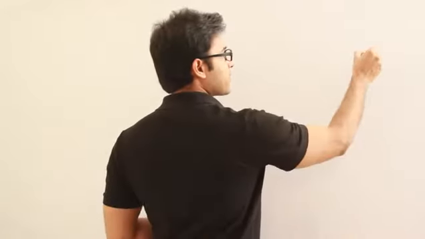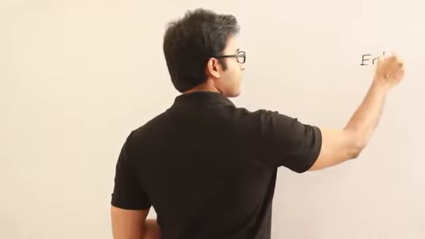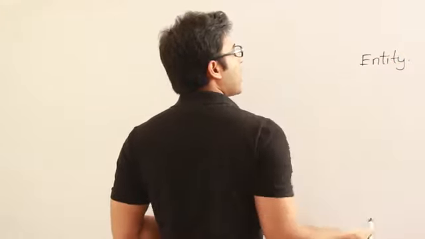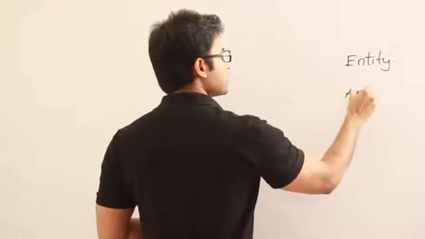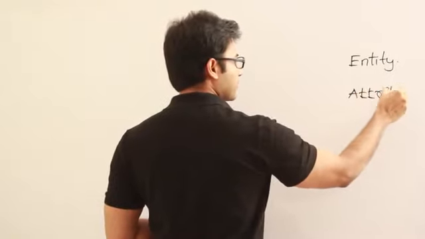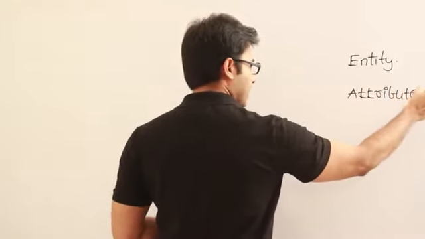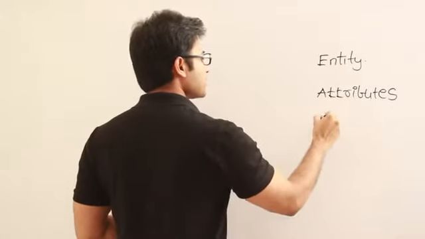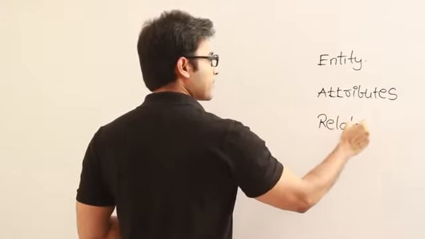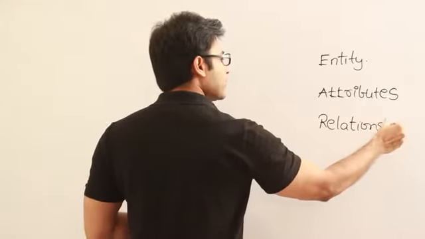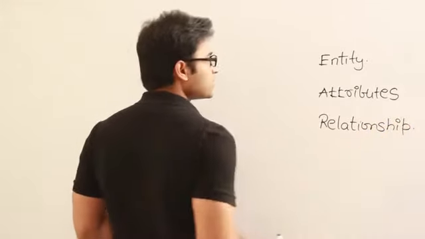So ER itself means entity relationship model, right? ER model means entity relationship model. And in this entity relationship model there are three things that you should know. One is called an entity, and the other is called attributes, and the other is called relationships, okay. So why do we generally use this ER diagram?